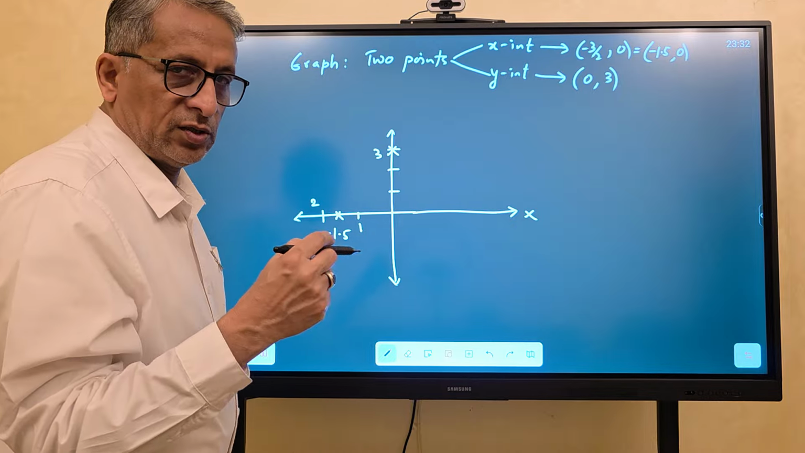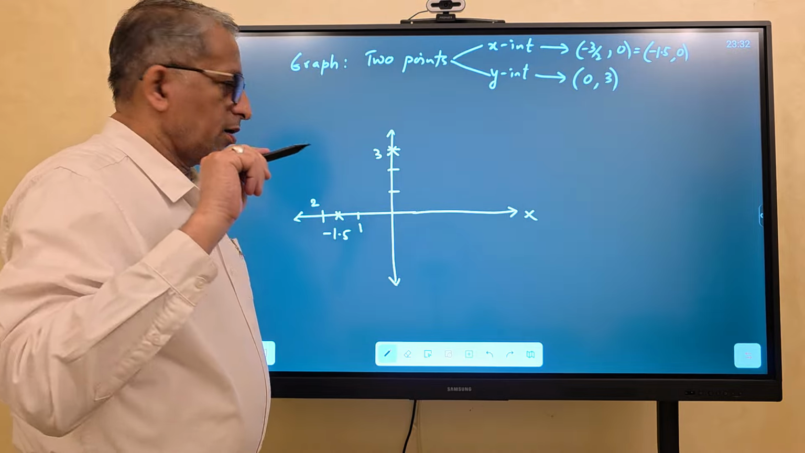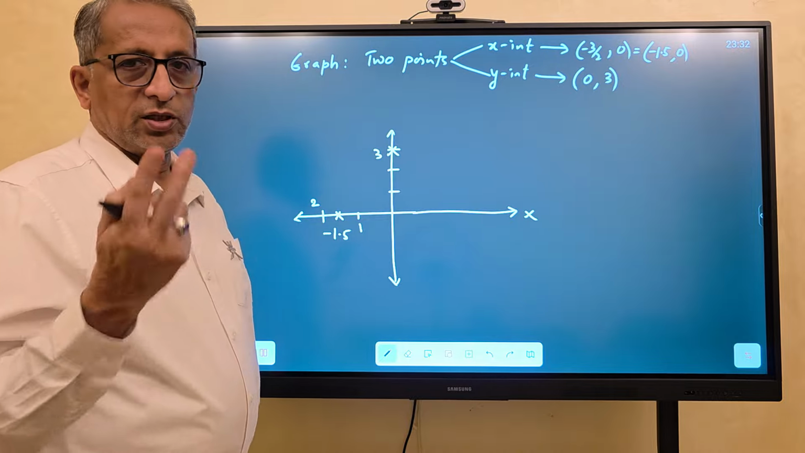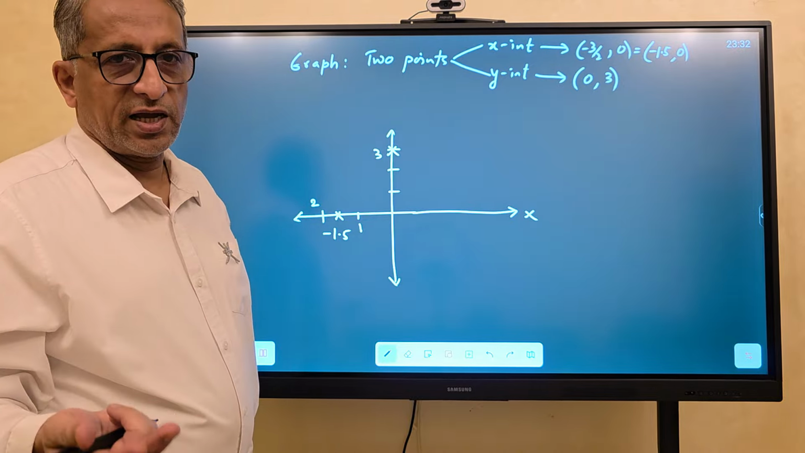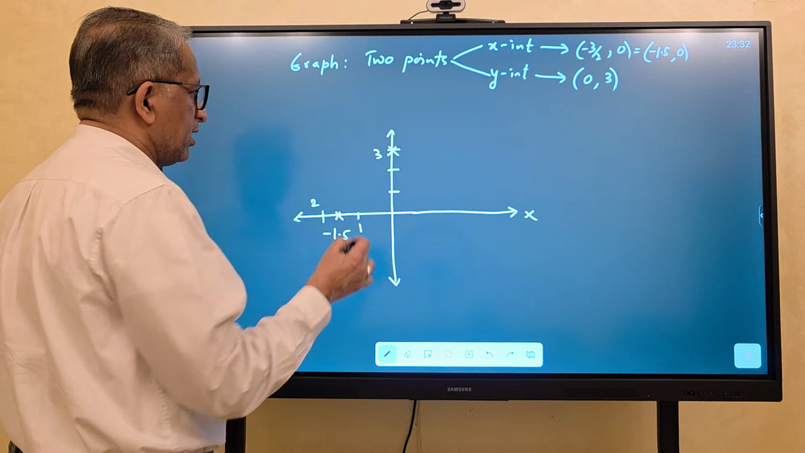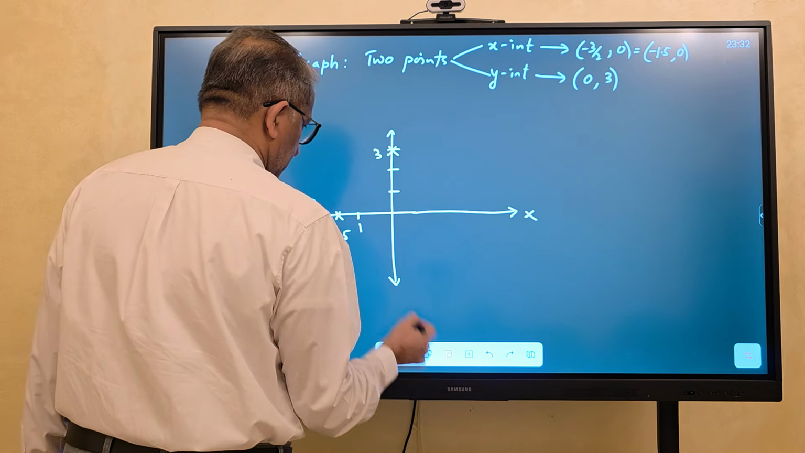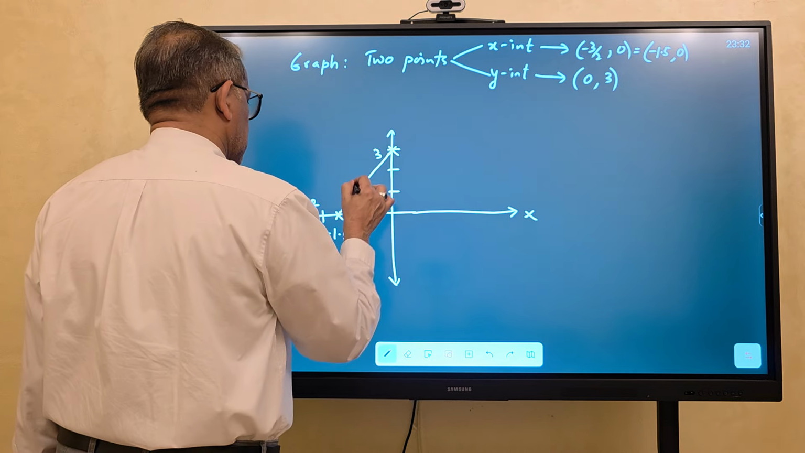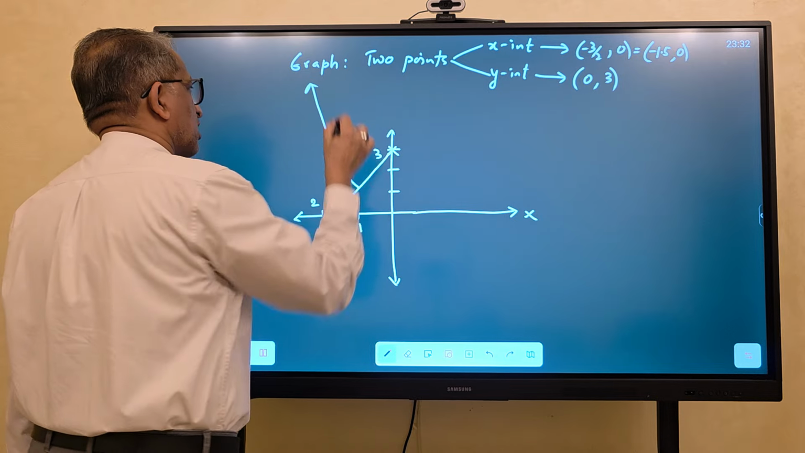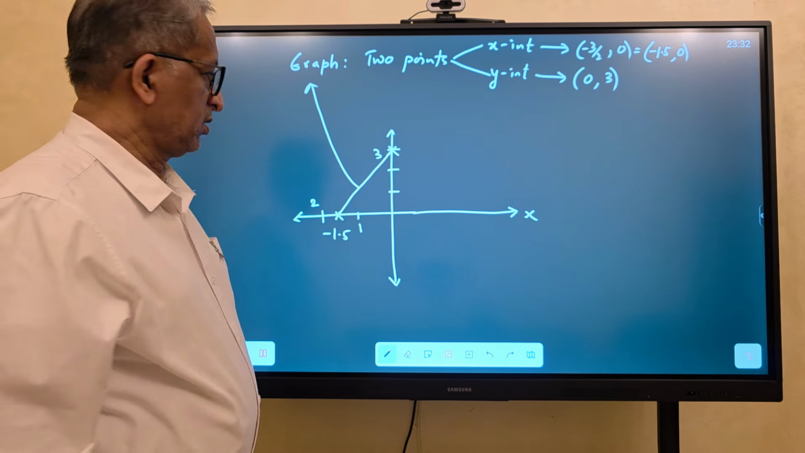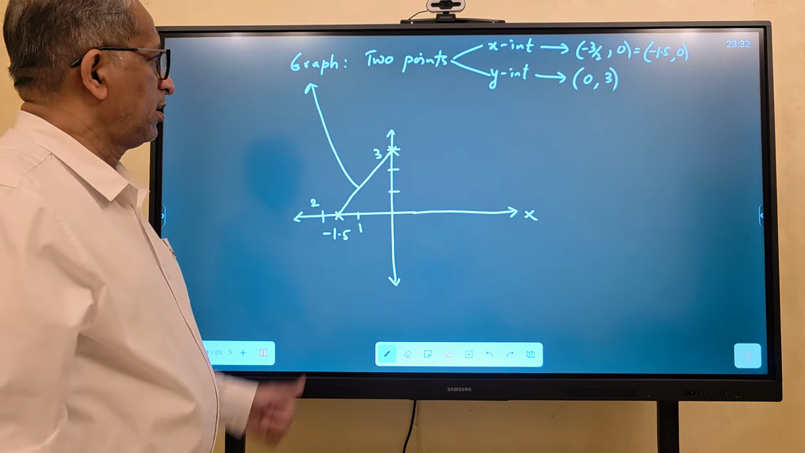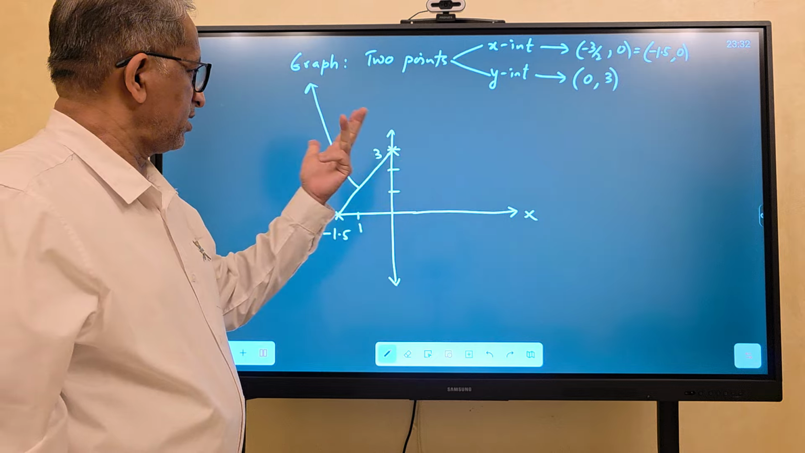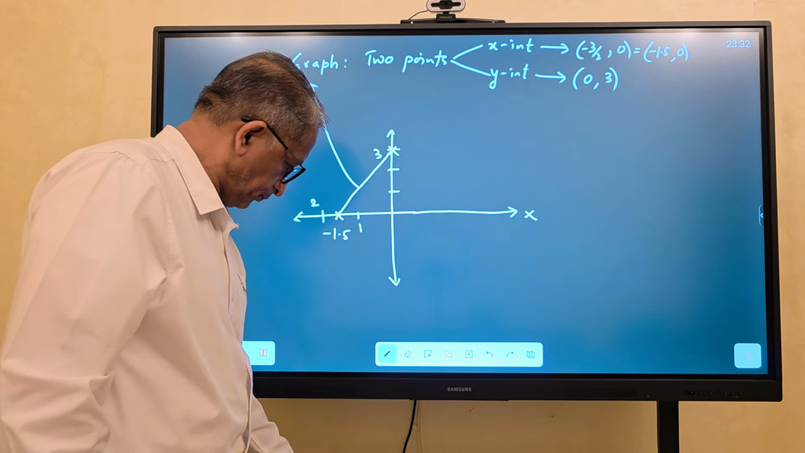I told you to draw a graph of a linear function. We need only 2 points because it is a line. So for a line I need only 2 points. These are the 2 points joined by a straight line. So this is the graph. So this is how we solve, finding the slope, y-intercept, x-intercept, then graphing.